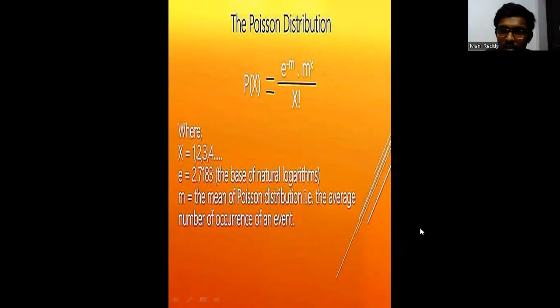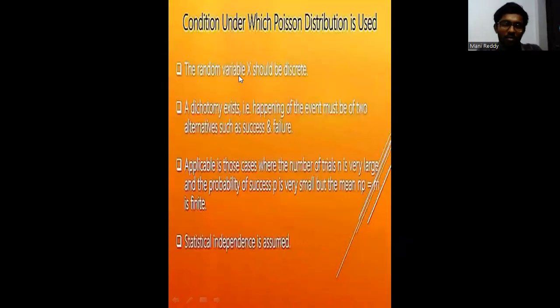Okay, next slide: conditions under which the Poisson distribution is used. First, the random variable x should be discrete, not continuous. Discrete means the values will be distinct, different from each other. They will not be the same.